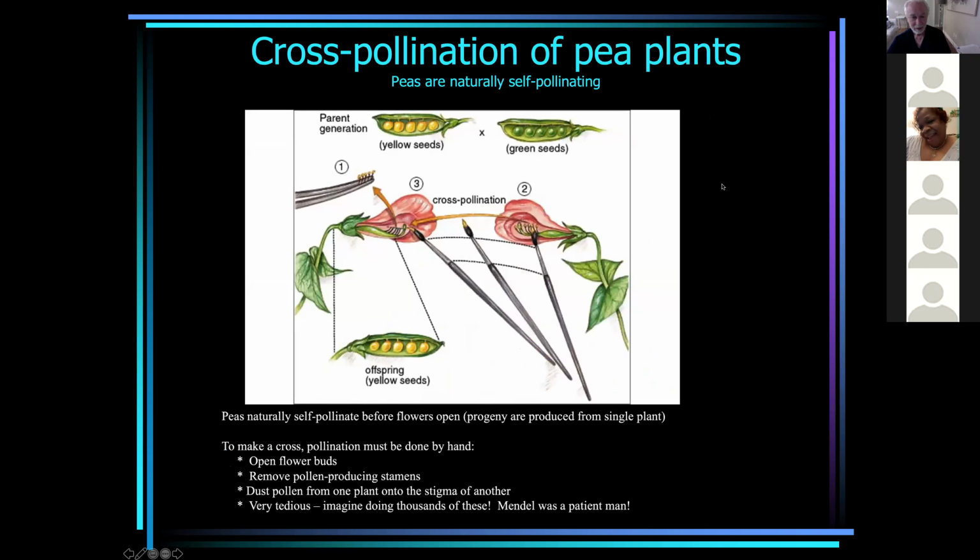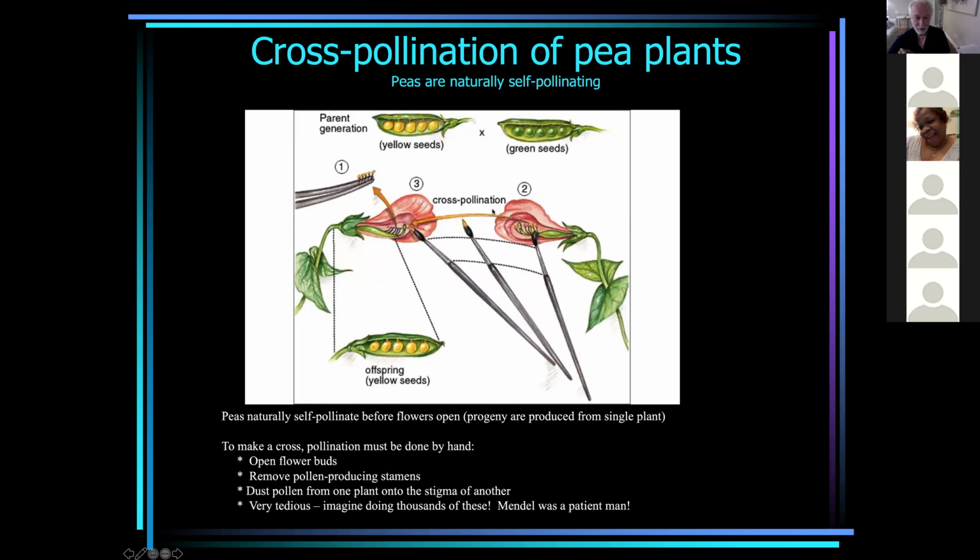And then when he did his crosses, since this is a self-pollinating plant, he had this very tedious procedure he had to do. So before the flower opened, the pollination occurs before the flower even opens. So before that happened, he would have to take forceps, open the flower with his hands, take forceps and remove the stamens. The stamens are the ones that make pollen, the male cells.